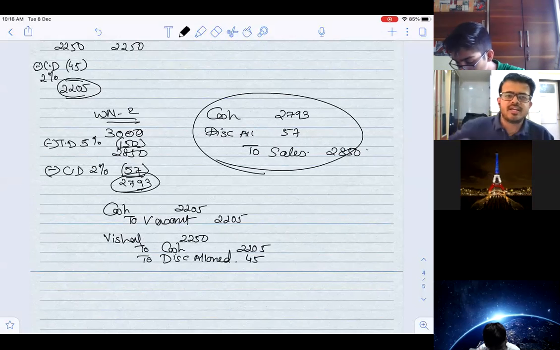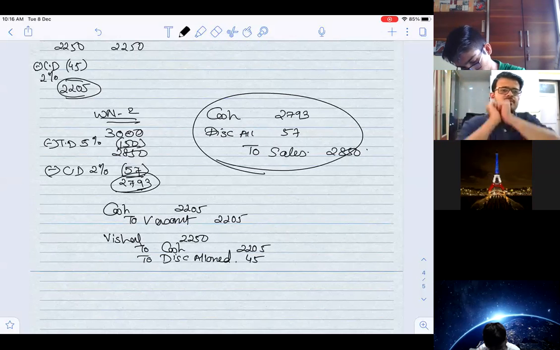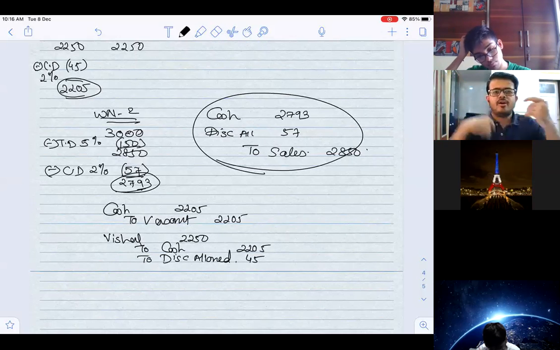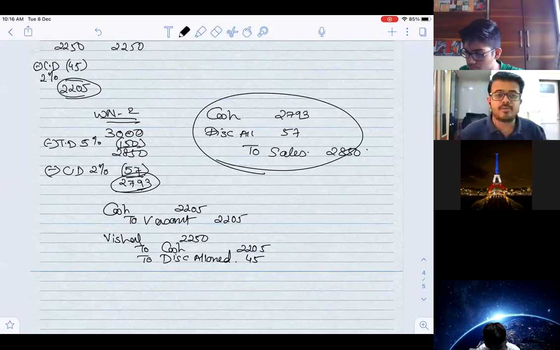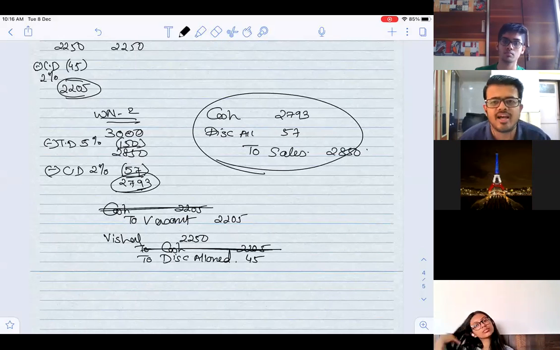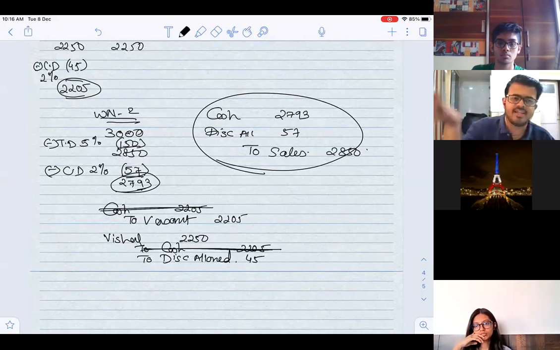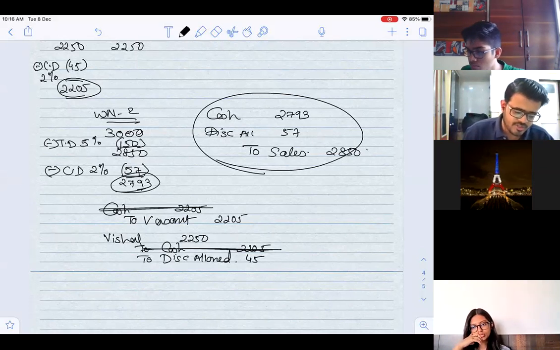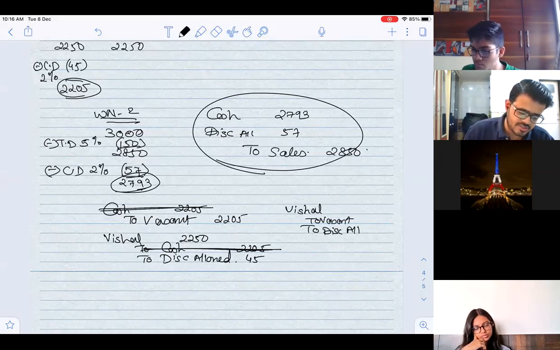वसंत का रिवर्सल, दिया था ना वापस आया, तो कैश टू वसंत, और यही चेक हमने विशाल को दिया, विशाल टू कैश, और डिस्काउंट भी था तो डिस्काउंट भी रिवर्स हो जाएगा ना, तो टू डिस्काउंट अलाउड, विशाल टू कैश टू डिस्काउंट अलाउड. इसमें what you can do is डिसऑनर में हमेशा this cash you can nullify, क्योंकि फिजिकल कैश ना आ रहा है ना जा रहा है, ना चेक आ रहा है जा रहा है, डायरेक्टली ट्रांसफर कर दिया हमने. So what is your combined entry over here? I think my combined entry is Vishal to Vasant to discount allowed.